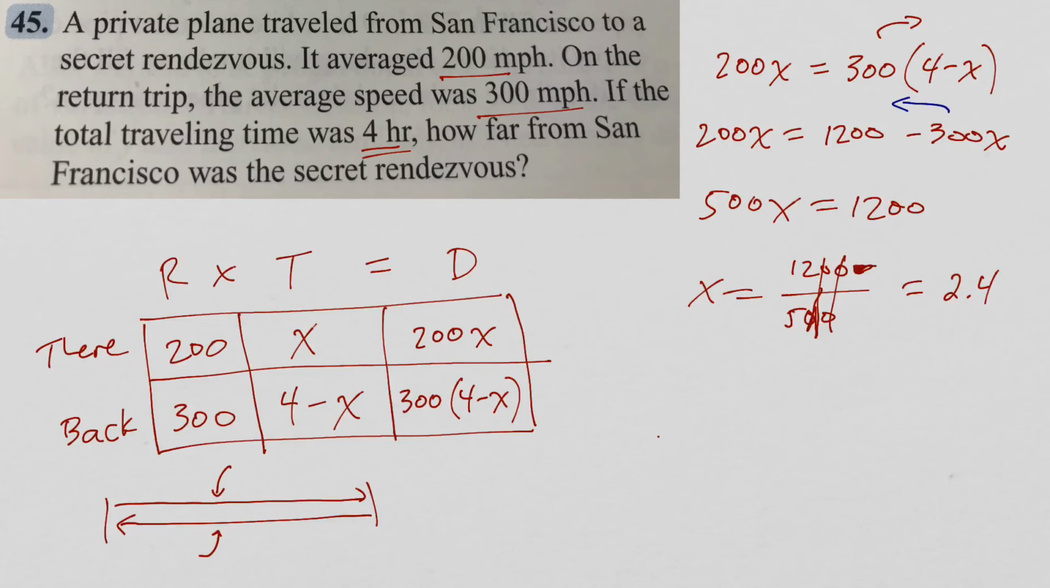The question is, how far from San Francisco is it? So we want one of the distances. You can solve for either this one or this one. They're going to be the same because this is a round trip. So solve for the one that looks easier. I'm going to solve for 200x. 200 times 2.4 is 480, I think, but I'm just going to use a calculator so I don't make a mistake. Okay. So it's going to be 480 miles.